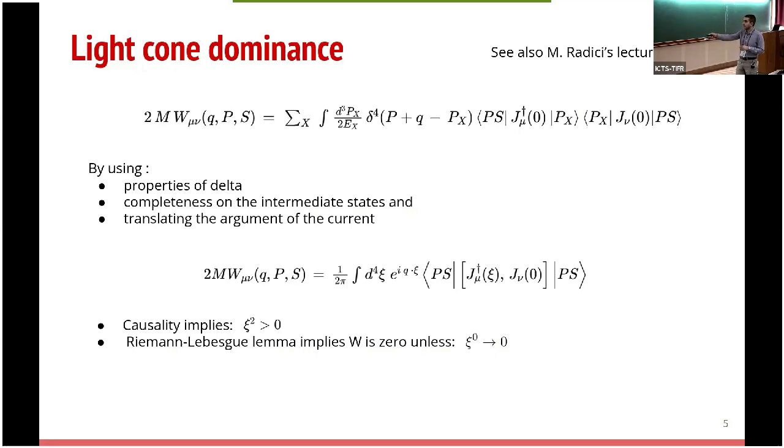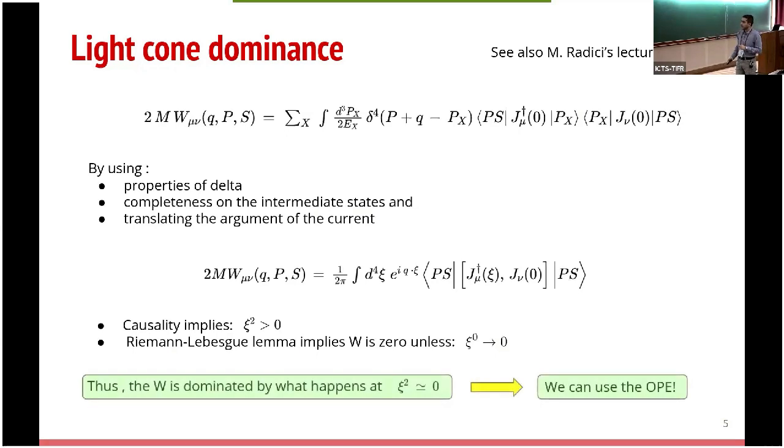If you combine these two pieces of information together, this means that this hadronic tensor is non-zero, or basically dominated by what happens on the light cone, when ψ² is equal to 0. If ψ² is equal to 0, that means that the distance between ψ and 0 is very small, of course, and this means that you can use the operator product expansion.